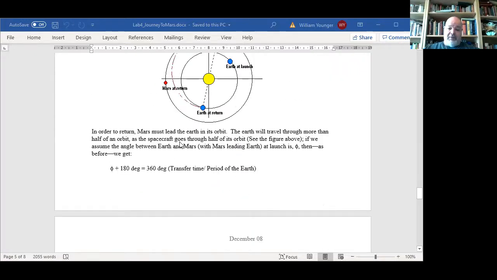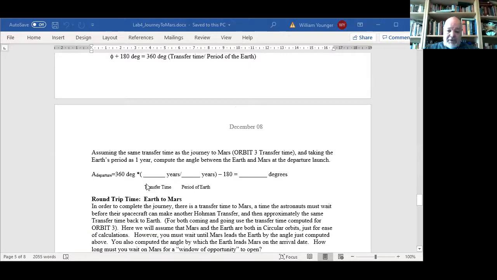So it seems a lot more complicated than it is, but if you just follow the instructions: put in the transfer time, put in the period, divide transfer time by period, multiply by 360 using your order of operations, then subtract the 180, and that'll get you that.